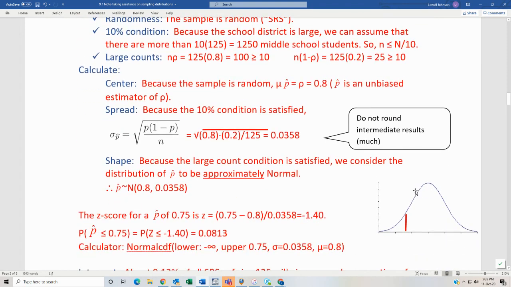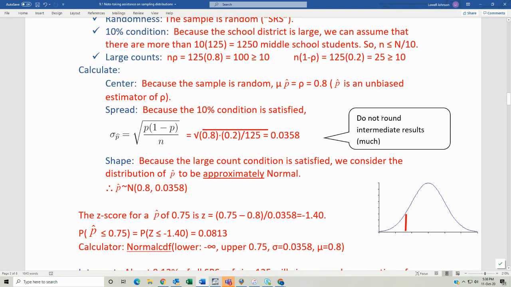Well, before I can do my calculations, I have to figure out what is the center, spread, and shape of this distribution of p-hats. Because the sampling is random, the mean of all my p-hats is equal to p. My distribution of p-hats is centered over p, and p is equal to 0.8. So the mean of p-hats is 0.8. The spread, because the 10% condition is satisfied, I can use this formula right here. And plugging my numbers into the formula, I get a standard deviation of my p-hat distribution of 0.0358.